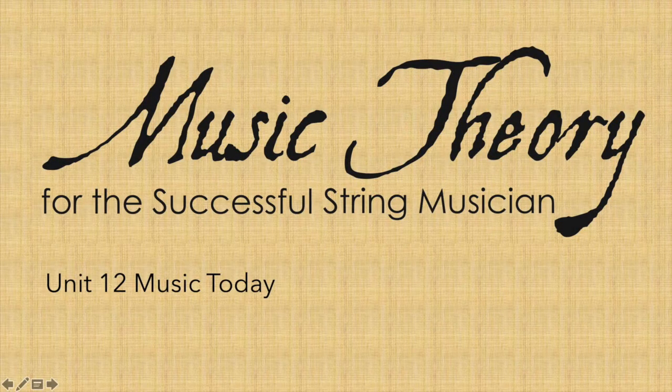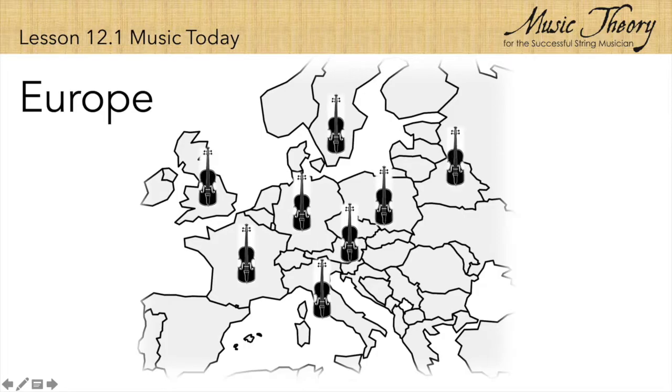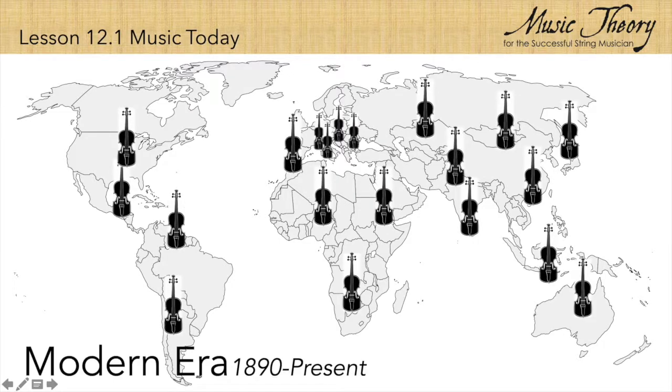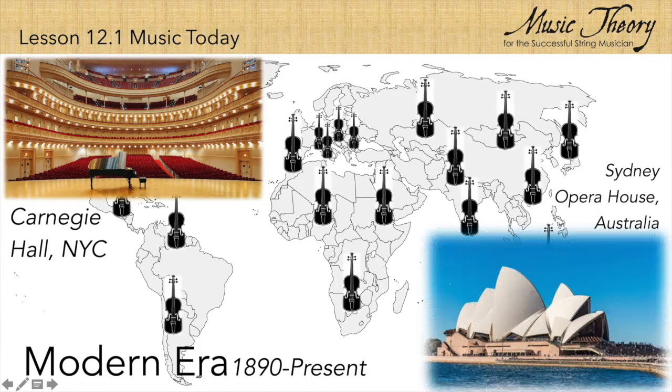Everyone, in your music theory workbooks, Unit 12 talks about the string music being created today. Modern orchestral string instruments and their music originated in Italy and spread throughout Europe for centuries. Today, string music is thriving all over the world. We are living in the modern era in which traditional forms of classical music continue to be performed in concert halls like Carnegie Hall in New York City, and also opera houses like the Sydney Opera House in Australia.